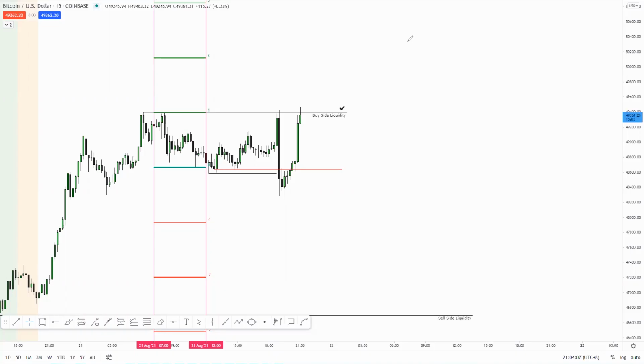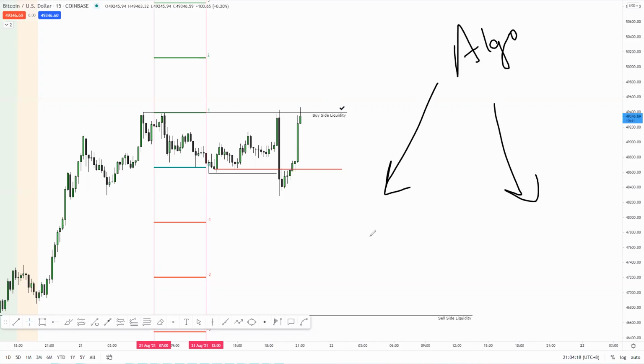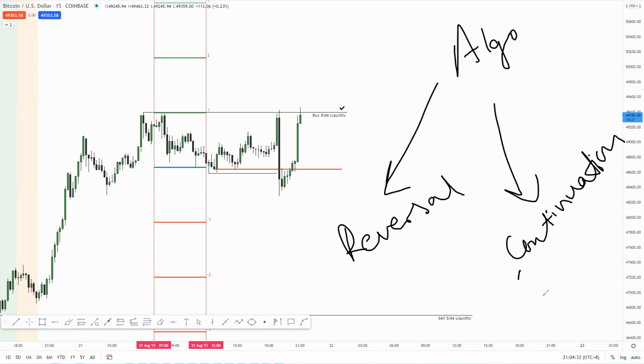But now, what are the series of step-by-step actions that the algorithm takes? We have two paths. The algo has two paths. The first one is a reversal profile, and the second one is a continuation. The continuation one is what's going to give you your range creation. You have your reversal and you have your continuation profile.